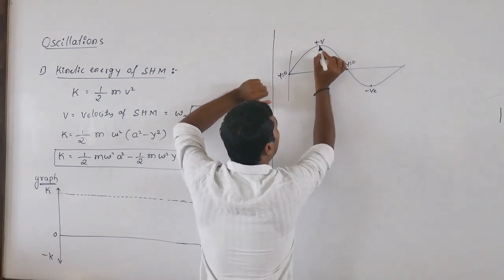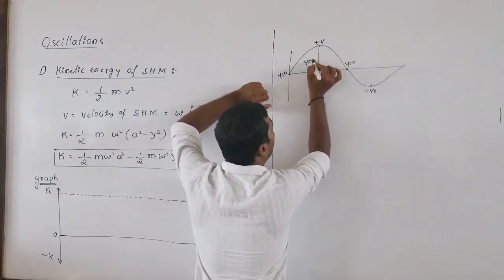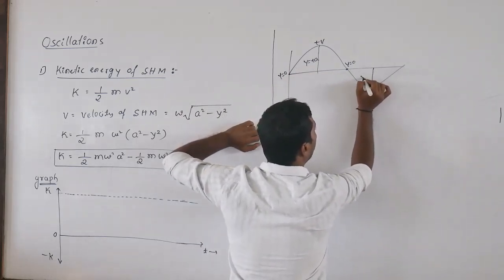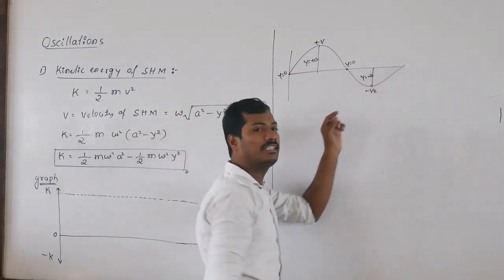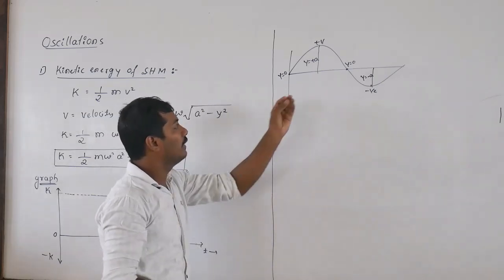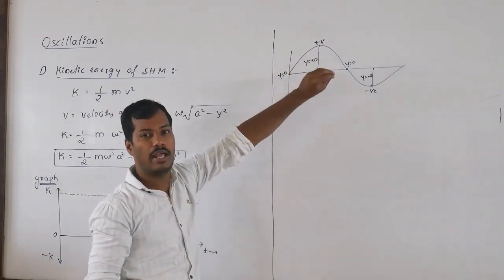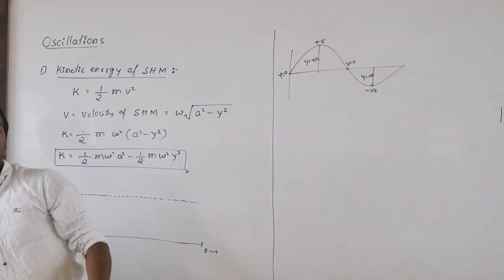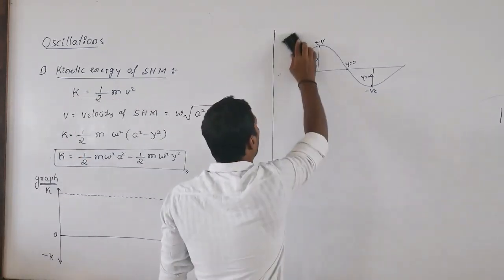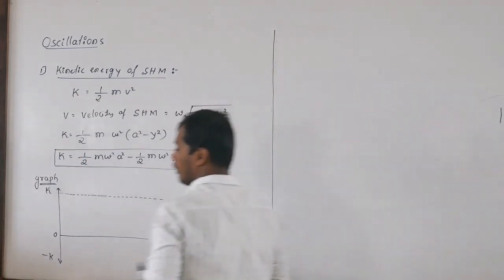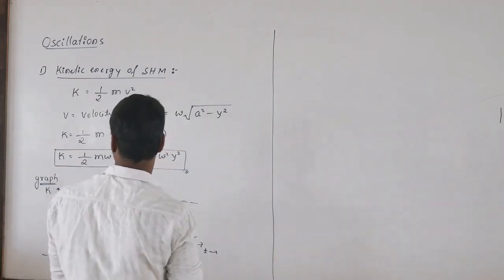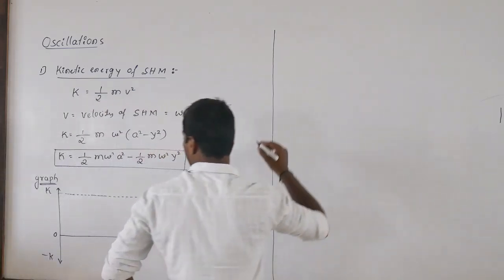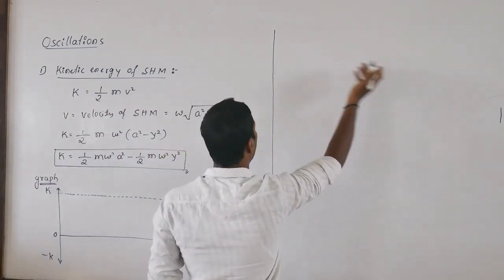In the positive extreme position the displacement is plus a. At the negative extreme position the displacement is minus a. It is maximum at the extreme position. Like that, we have to take y equals a, y equals minus a, and y equals 0. By using the values of those y's, we can calculate the kinetic energy. First, at the mean position and extreme position.